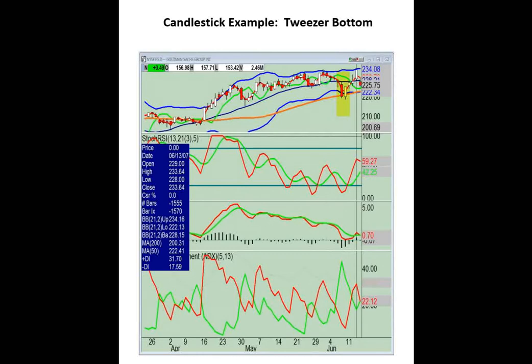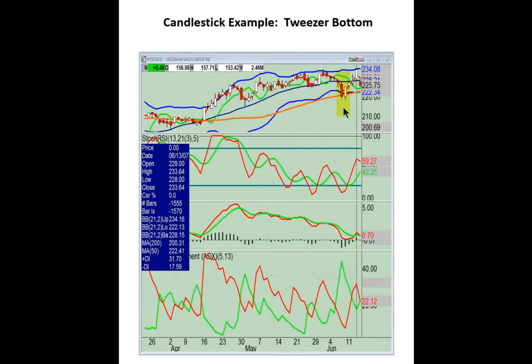So in looking at this, I can see right here, there's an example of a tweezer bottom. I've got it highlighted. And what you'll notice is price is coming down. It's on or about June 11th. And you'll see the red candle outside the bands. And then it's followed by a white candle that goes back inside the bands. And you'll see that the bottoms of those candles are basically the same. Just eyeballing it, they're pretty much the same.